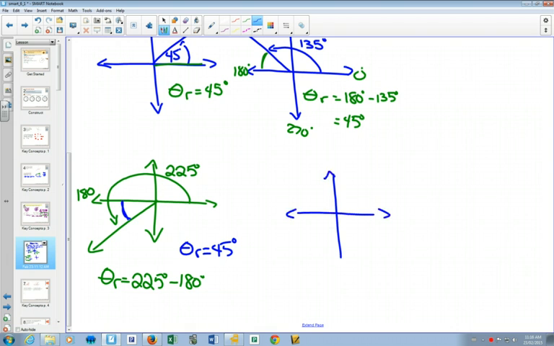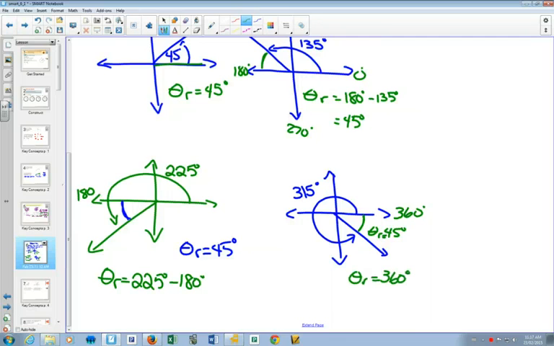And finally, if we pick one in quadrant 4 that has that same thing, this angle of 315 degrees would also have a reference angle equal to 45 degrees. And if you had to figure that out, all the way around once is 360, so you could figure out that reference angle is 45 by saying, well, 360 minus the 315 degrees that we know is the blue angle would give me that little green part that's left, which would be 45 degrees.